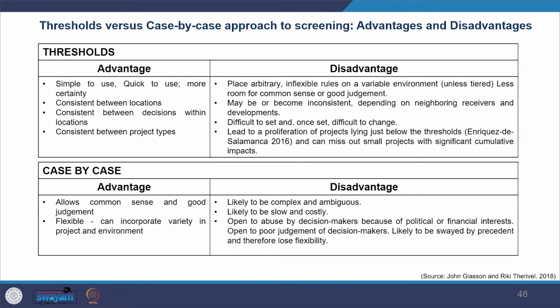But we also see there are certain disadvantages, like placing arbitrary, inflexible rules on variables, like what other aspect might be, and it might become inconsistent, depending on the receiver's capacity. Difficult to set and difficult to change the list, and it also leads to proliferation of projects lying just below the threshold. So a lot of projects which may just touch the border case would escape the entire EIA process.